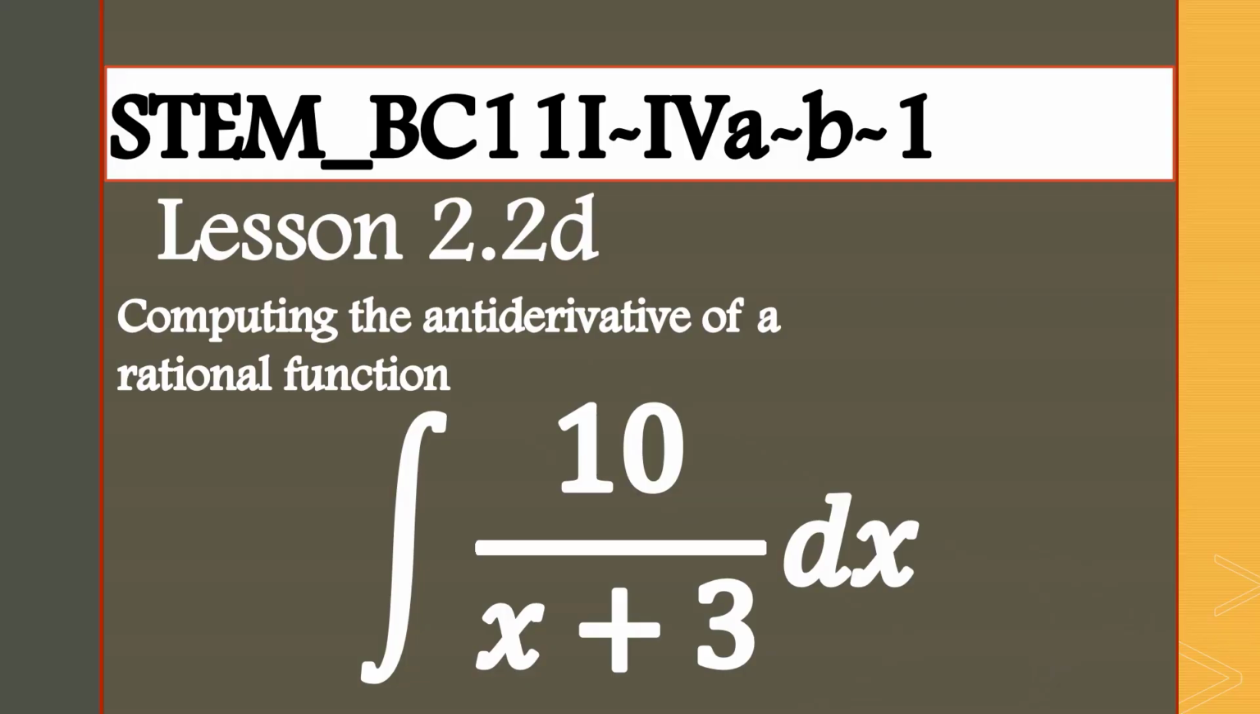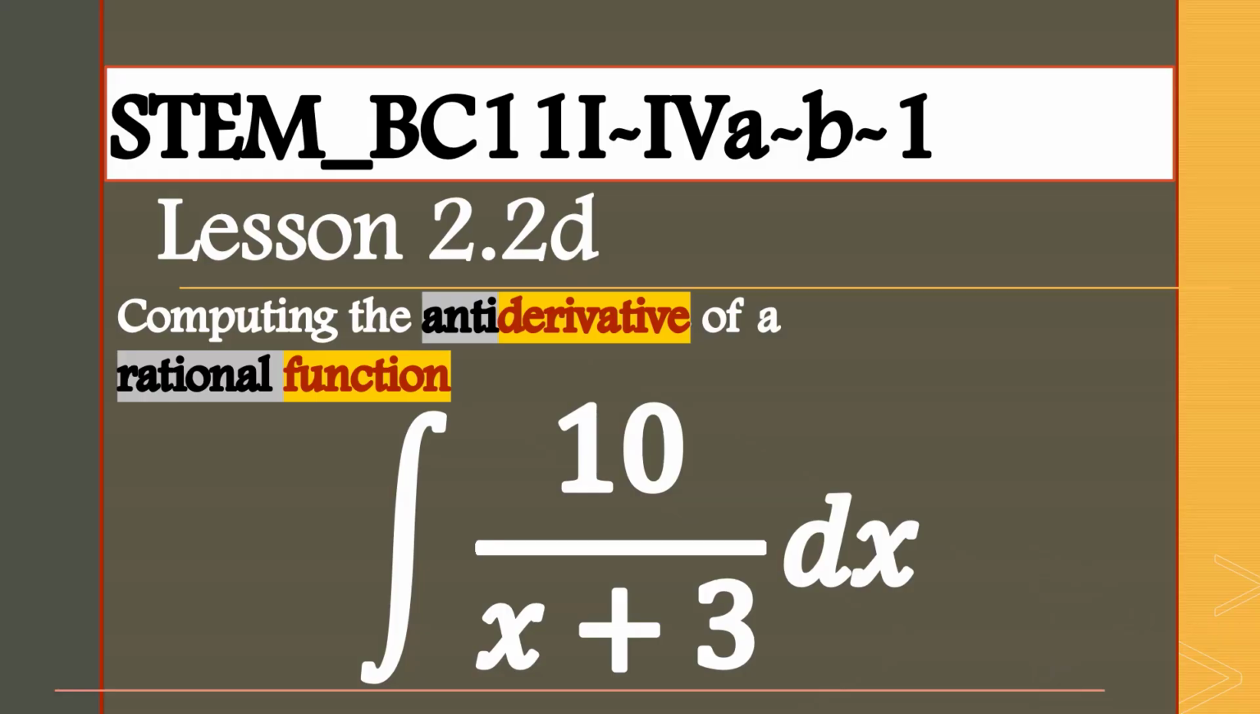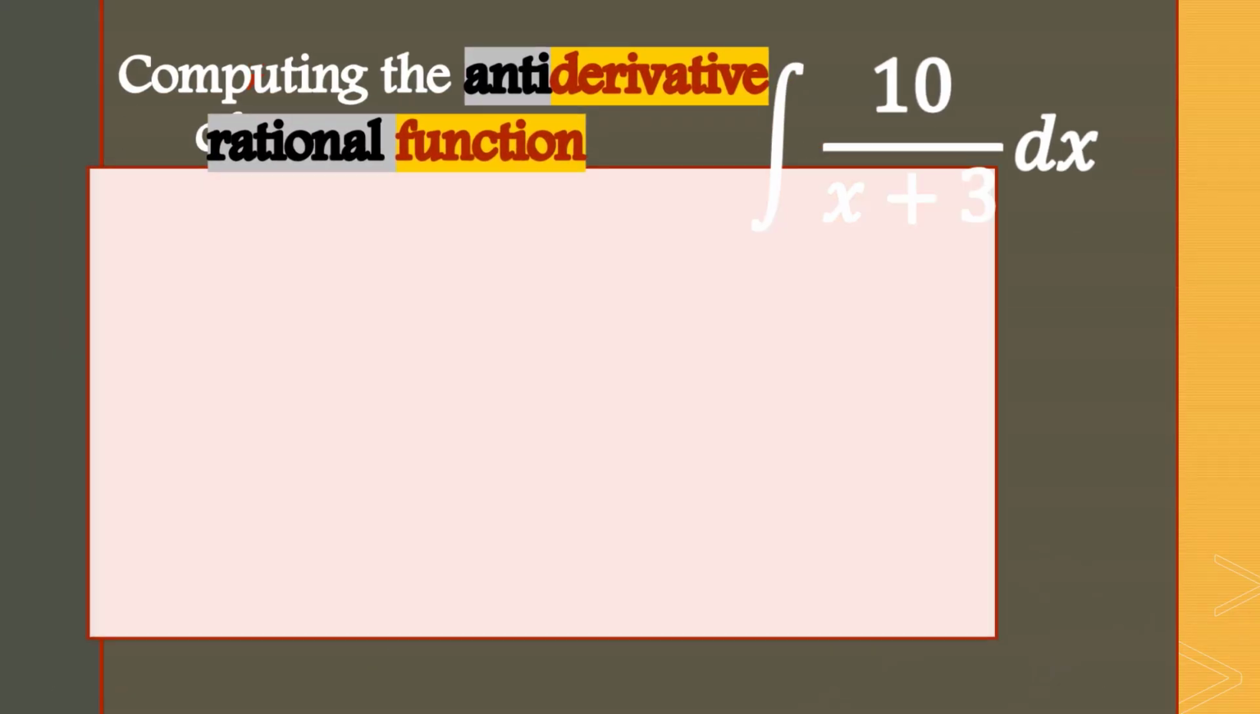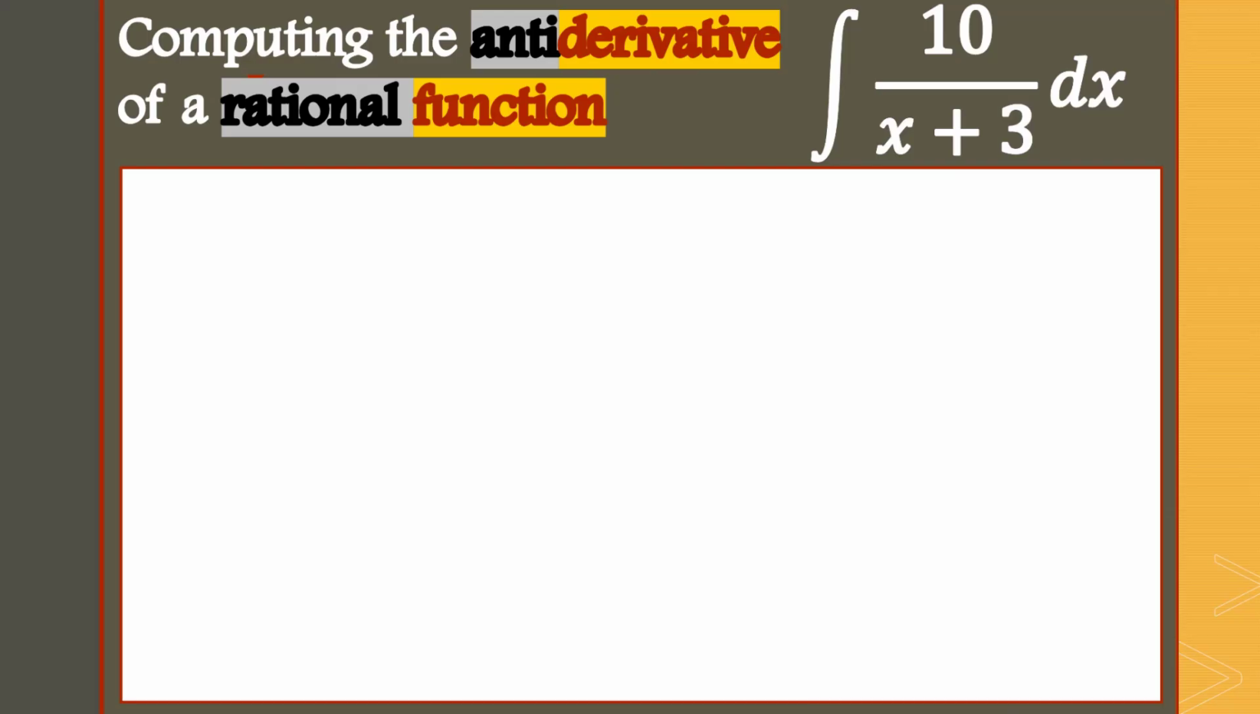Let's compute the antiderivative of this given rational function. This time we are given another rational function in the form of 10 over x plus 3, and we are tasked to identify its antiderivative, or of course the equivalent form, the integral of 10 over x plus 3 dx. Now for this specific situation, look at our denominator.